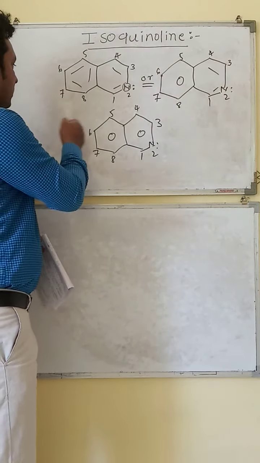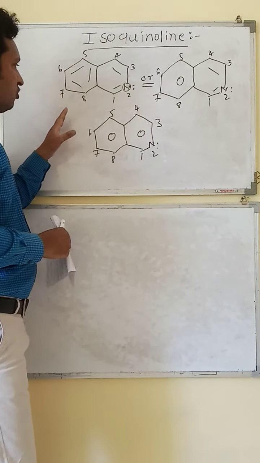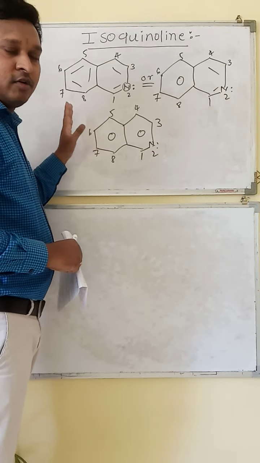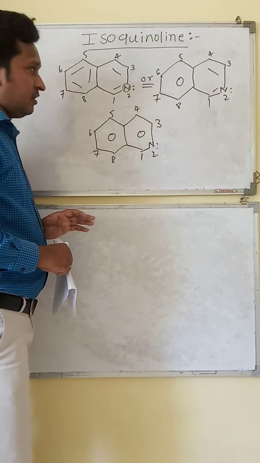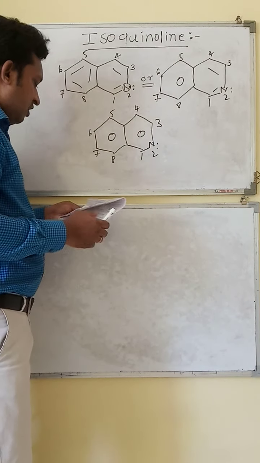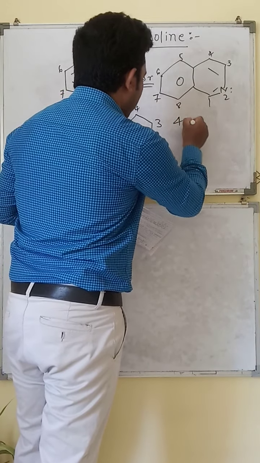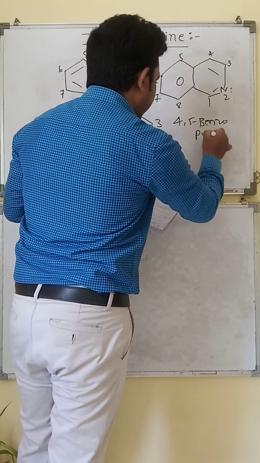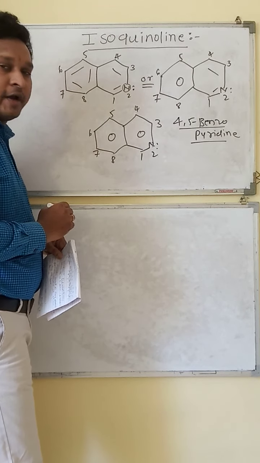Isoquinoline contains 8 carbons in the structure along with the nitrogen, meaning 7 carbons on the numbering and 1 nitrogen is present. We can also represent this structure in this form and in this form. This structure of isoquinoline is also called 4,5-benzopyridine.